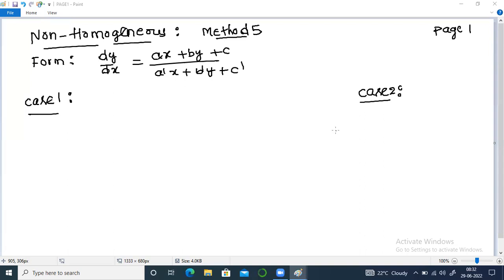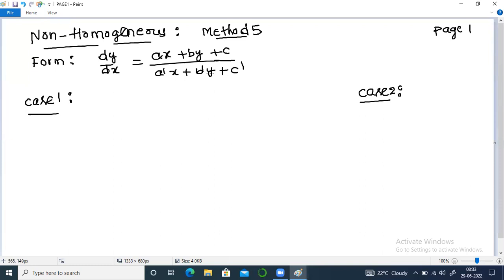In this, the form looks like dy by dx is equal to (ax plus by plus c) over (a dash x plus b dash y plus c dash). Hiddenly it is carrying the homogeneous form, except for one thing, the constant. If you remove the last terms c and c dash, the equation becomes homogeneous. If the equation is homogeneous, you know how to solve it by putting y is equal to v into x. You simply substitute it and then do variable separable, and you will obtain the solution.